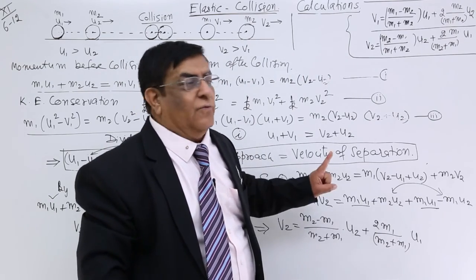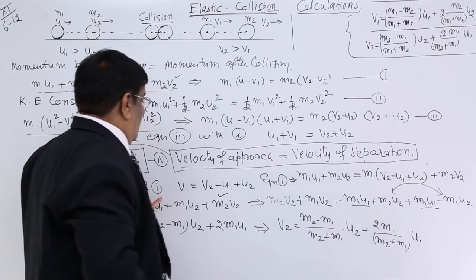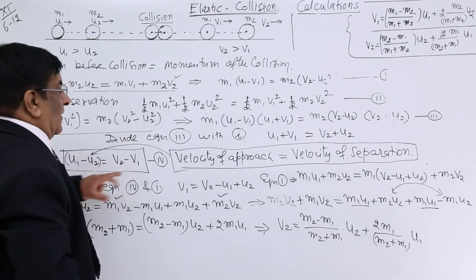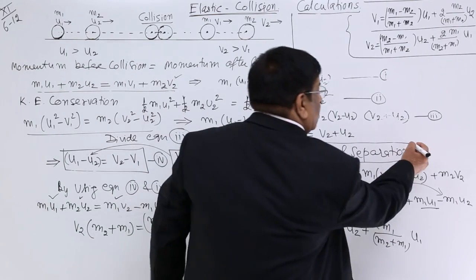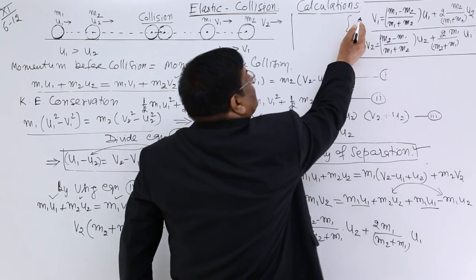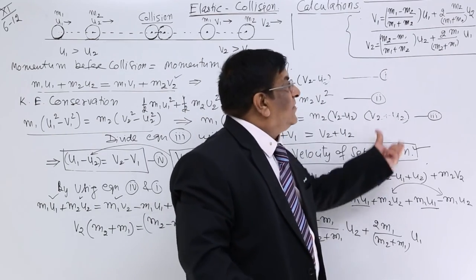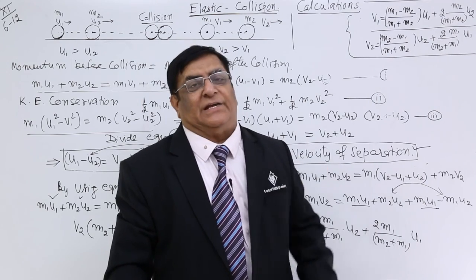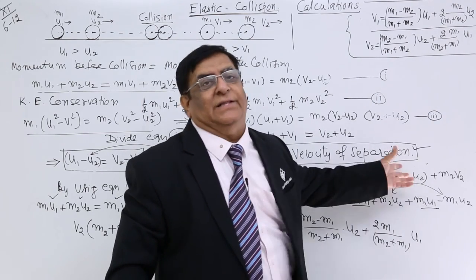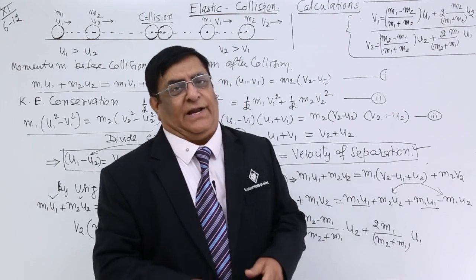So now we have got two things. Number 1, the velocity of approach is equal to velocity of separation. This is one conclusion, and this is other calculation of velocities. Now, based on these two conclusions, there are certain special cases which are more important than this calculation, and that we have to understand. That we will do in the next question.